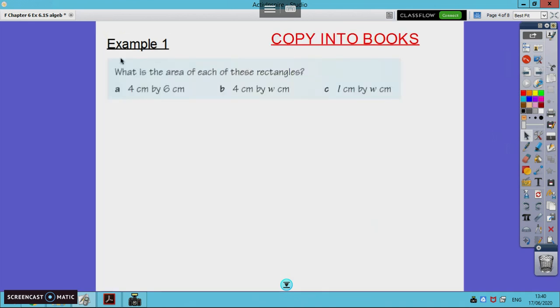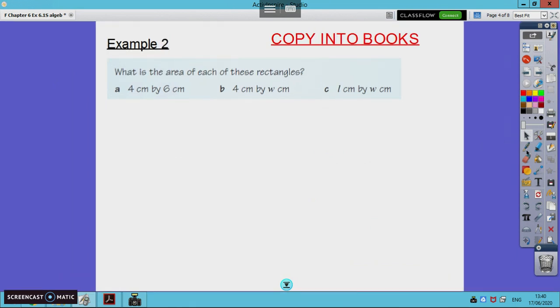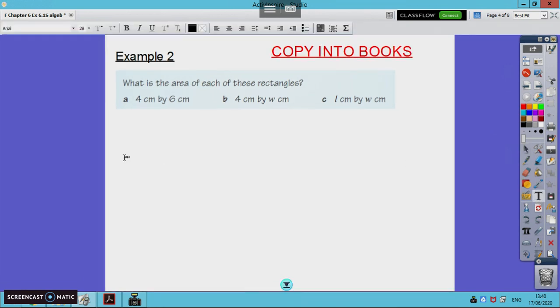Okay, so here's another example. This will be example number 2 that you copy. What is the area of each of these rectangles? Well, we know that the area of any rectangle is length times width. And so for A, the area would just be 4 times 6, which is 24 centimetres squared. So that's the first one, really easy there.